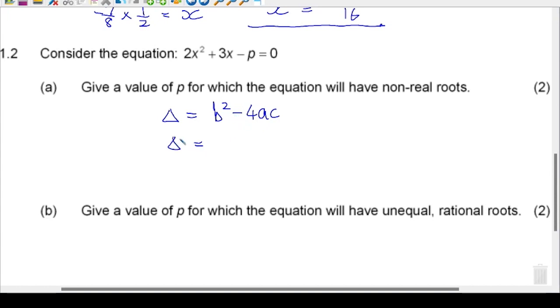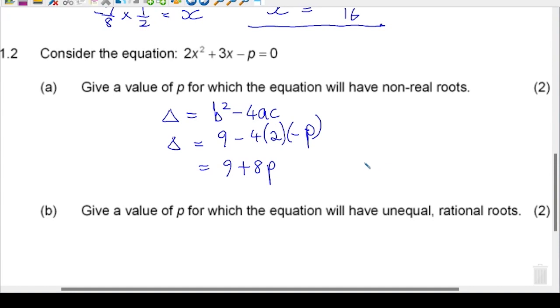So for this particular equation, delta is going to be 3 squared, which is 9, minus 4 lots of 2 times minus p. It's actually going to be 9 plus 8p. Delta is going to be 9 plus 8p. Now, for non-real roots, we want delta to be negative. All right? They're actually just asking for a single value. So any value of p that makes delta negative will work.